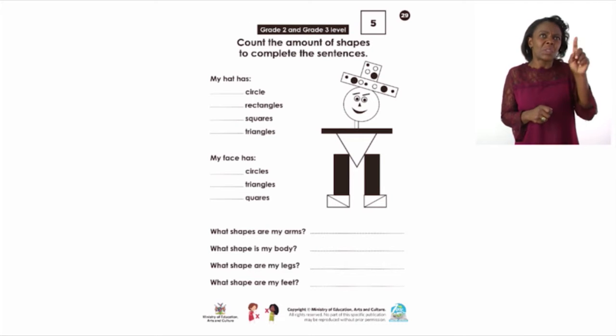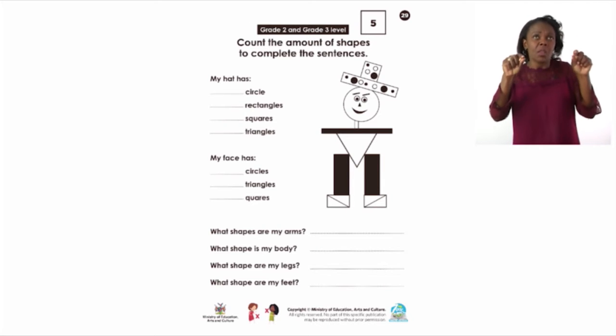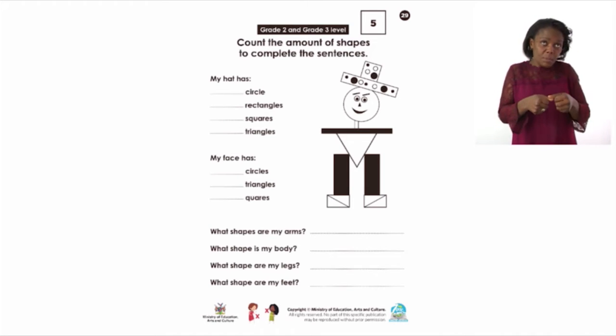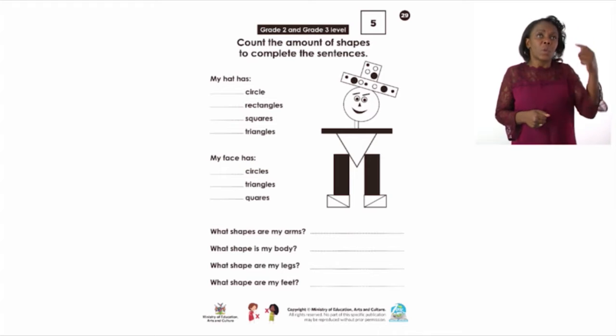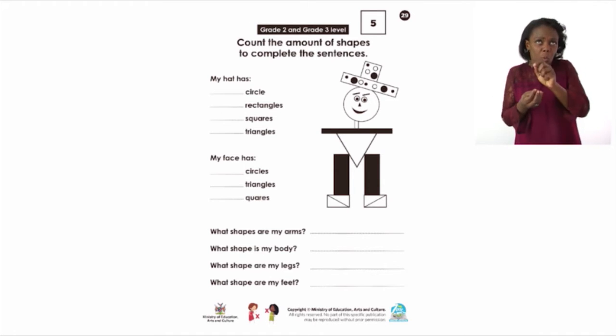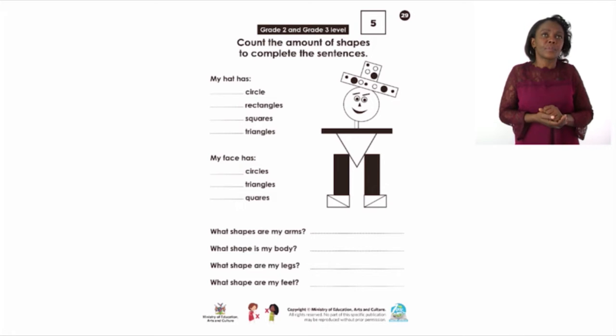We have circles, rectangles, squares, triangles. All those are shapes which are found on my body. So now, if you are able to identify the circle, you will count them properly and put the correct number there on the line. So let's start with my head. I have a head there on top. Now check there.